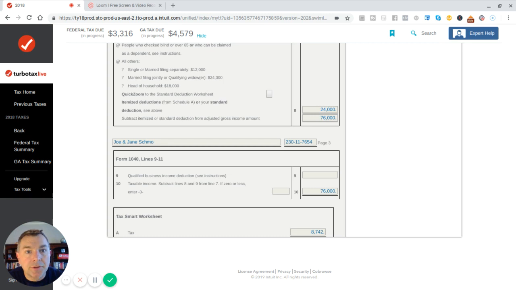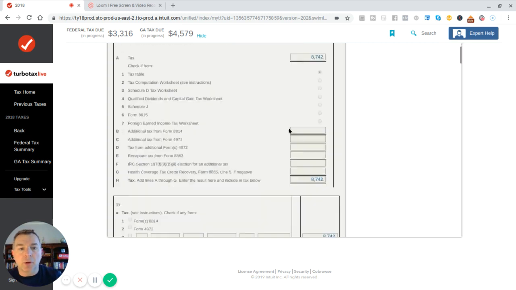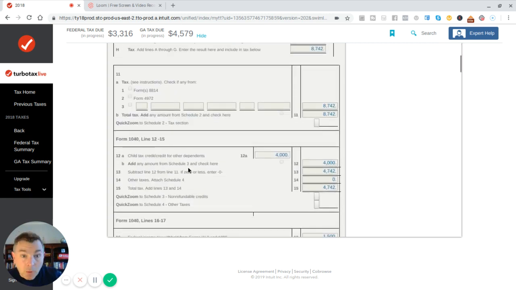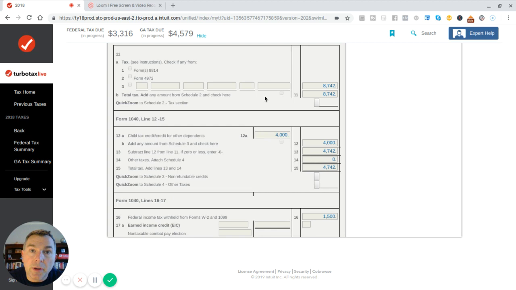And so there you go. There's your taxes due right there. Now we're going to go down and see what kind of credits we get. Well, we get child tax credits. We get $4,000 because we have 2 kids under the age of 17. Remember, a credit is a dollar for dollar reduction in taxes due. So we get $4,000 of tax credit immediately. That's going to reduce our $8,742 tax due by $4,000, and so now our taxable amount is $4,742.